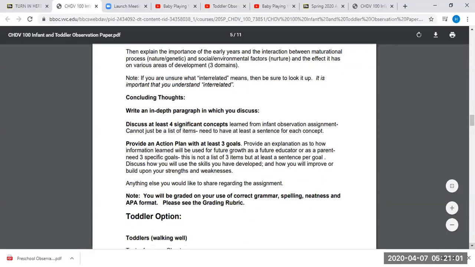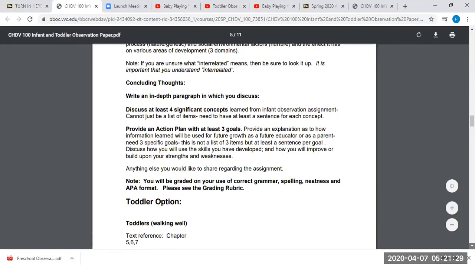Then at the end is what we call our concluding thoughts. So this needs to be more of an in-depth paragraph, if not longer. What you're going to be doing is discussing the 4 significant concepts that you've learned from the infant observation. So this is not just a list. You do have to have a sentence for each concept. You need to explain what was significant that you learned about the assignment, a certain developmental domain that maybe you weren't aware of, or some concept that you weren't aware of.